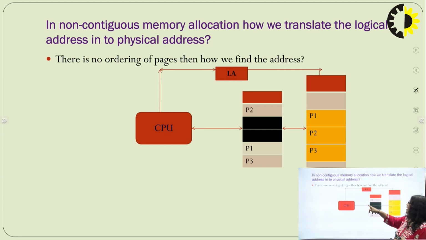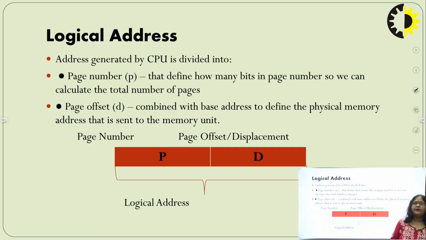That address we have to convert from logical to physical, because the logical address tells about the location in the secondary memory, but we don't know where the process is in the main memory. So we have to translate the logical address into the physical address. Basically, the address is divided into two parts: first is the page number, second is the displacement. Page number means which page you want to access, and displacement means which location within that particular page.